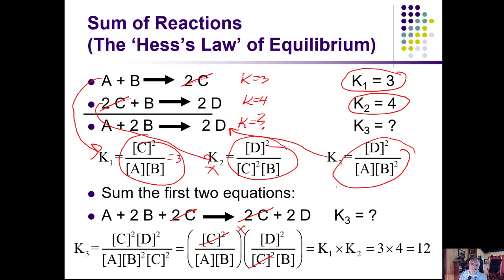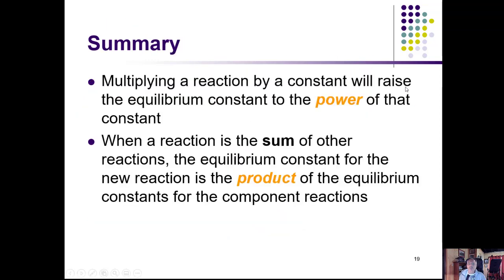All right, so if you have two reactions that you add together, all you have to do is multiply the equilibrium constants, and you get the equilibrium constant for the sum of those two reactions. Okay? So just multiply the original equilibrium constants. Summary: multiplying a reaction by a constant will raise the equilibrium constant to the power of that constant. When a reaction is the sum of other reactions, the equilibrium constant for the new reaction is the product of the equilibrium constants for the component reactions.